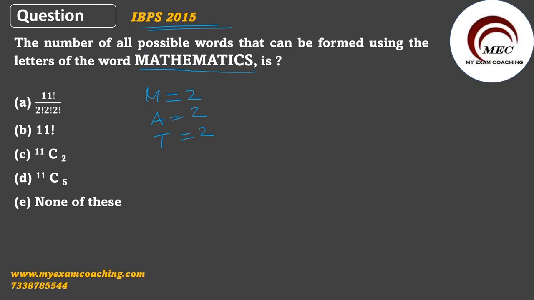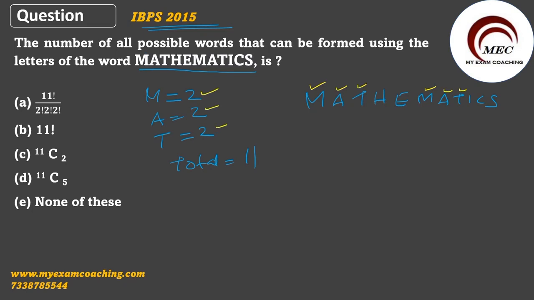So we can write the total number of ways. Now understand very clearly. Total we have 1, 2, 3, 4, 5, 6, 7, 8, 9, 10, 11. When I write the word mathematics, total we have 11 letters. Out of that 11, we have M 2 times, A 2 times, and T 2 times.